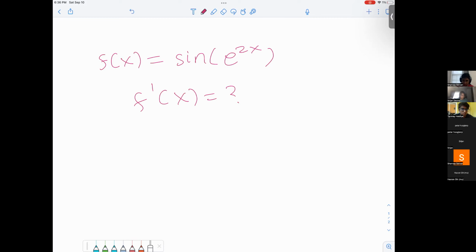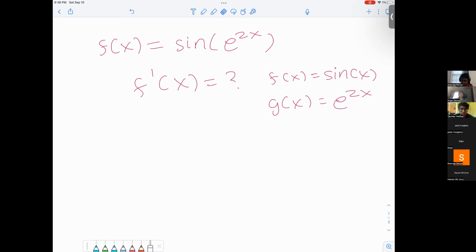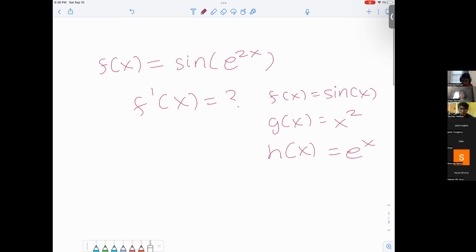Okay, so going back to what we were talking about before, in this case, notice that the outer function f of x would be sine of x. But then the inner function is e to the 2x, right? But e to the 2x is not an elementary function, so we can split it up even further. Let's say that g of x is x squared, and h of x is equal to e to the x. And the reason we're able to do that is because if you square e to the x, you end up with e to the 2x.